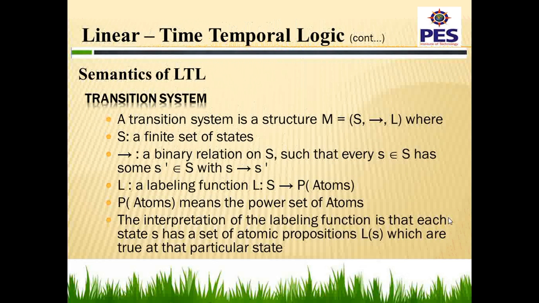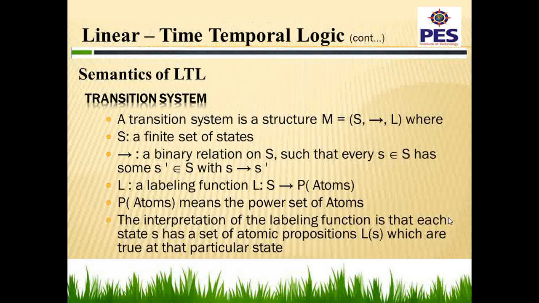Semantics of linear time temporal logic. Transition systems. A transition system is a structure where S is a set of states, the arrow is a transition relation, and L is the labeling function. S is a set of states, as I told you, and the arrow is a binary relation on S such that every state s belongs to S has some s dash belonging to S, so that the next state also belongs to S.